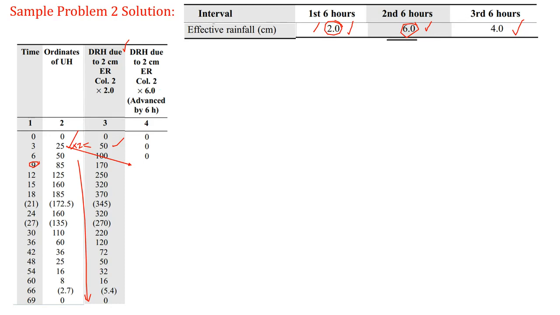So, we will multiply yung ating given na ordinate by 6 kasi yan yung effective rainfall after 6 hours. So, 25 times 6, that would be 150 and so on. So, 50 times 6, that would be 300. 85 times 6, 710. 125 times 6, 750. And so on.